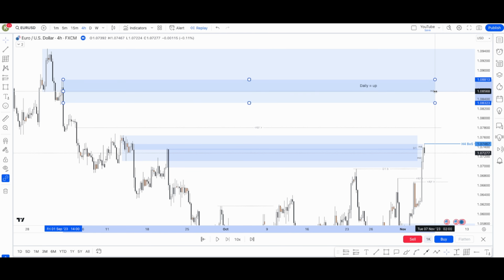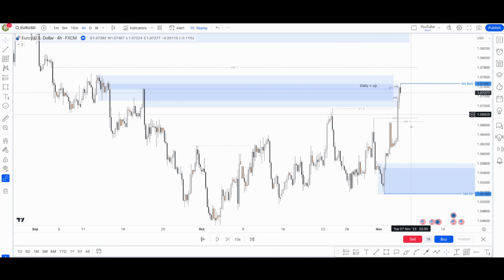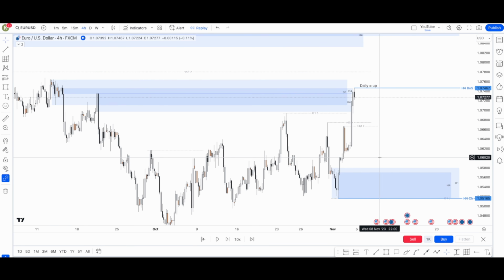So there's the next H4 anyway. We're on the current H4 and the H4 below us is down by the daily.